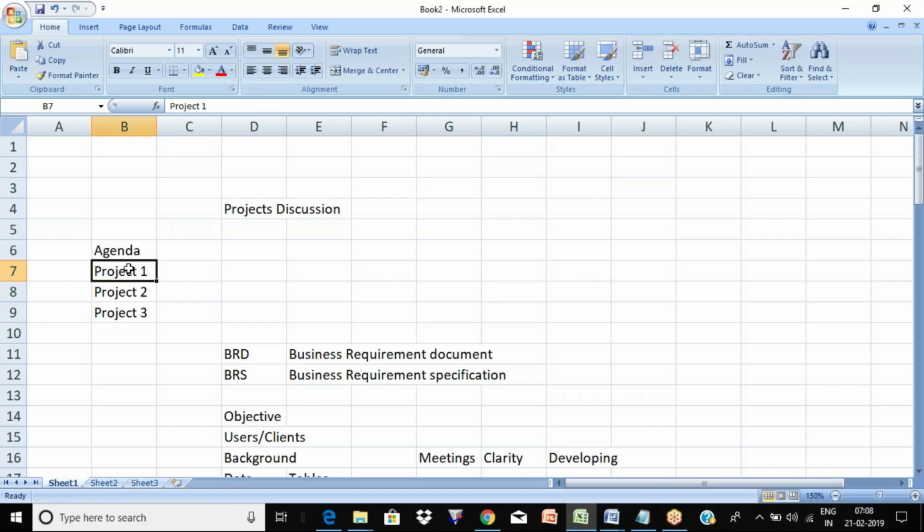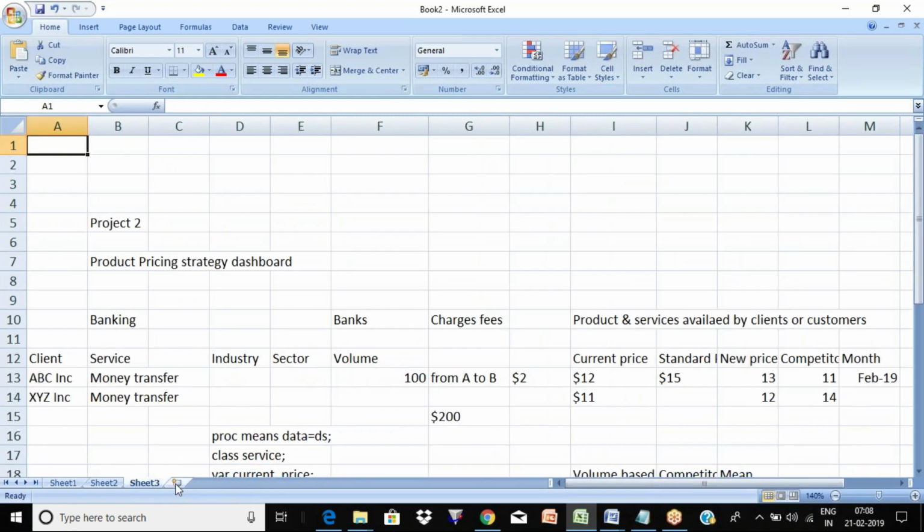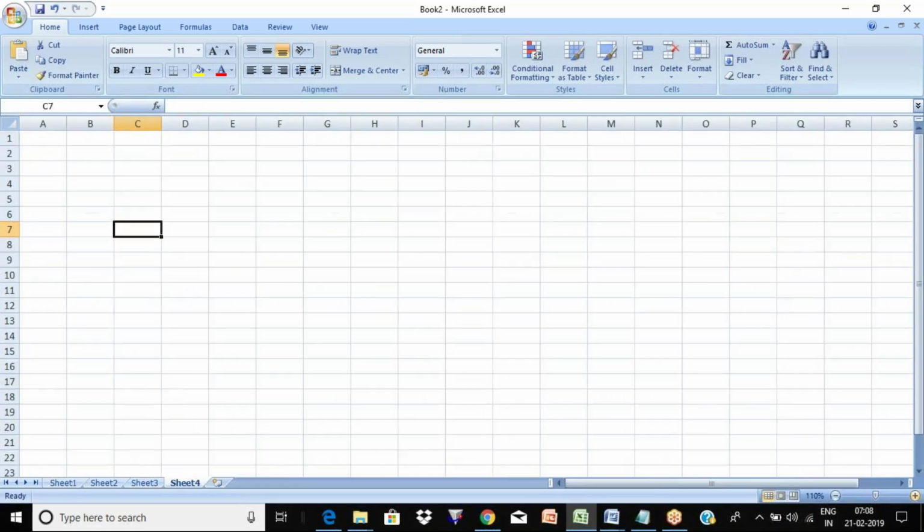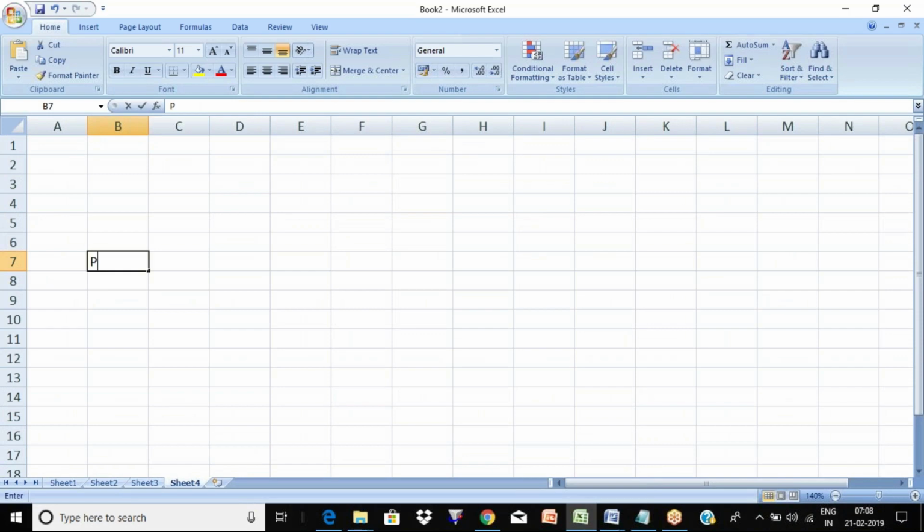Now, let me go ahead and talk about project three. We will call it the ATM reporting dashboard.